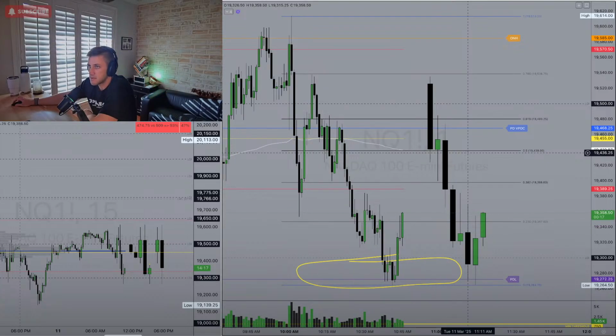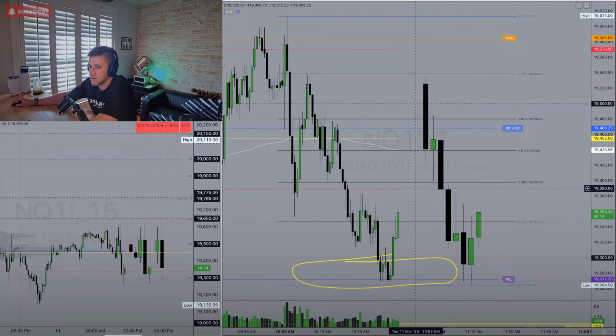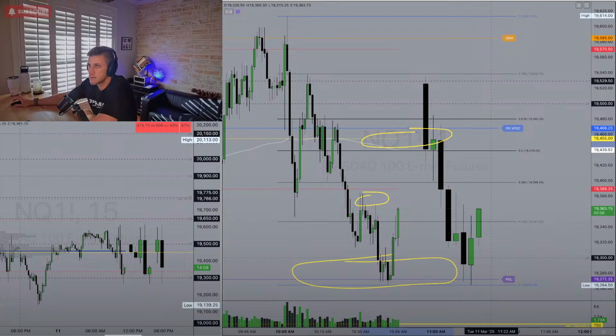This looks better. Definitely looks better up through the shallow fib. If buyers can break this structure point, probably trade up into VWAP. That'll be the real test through here.